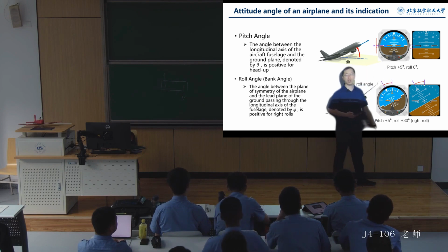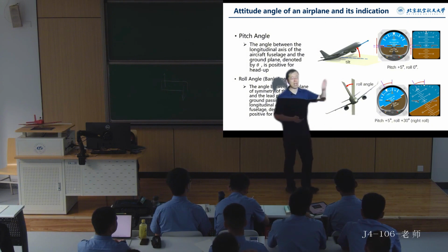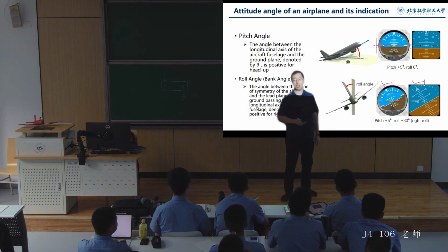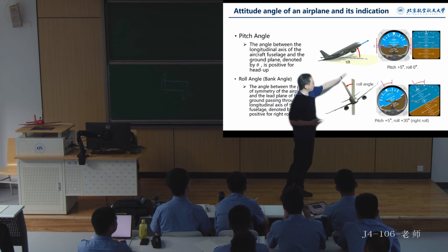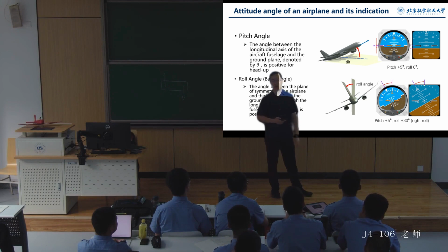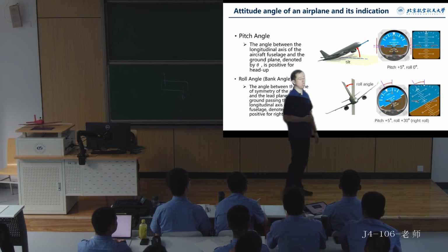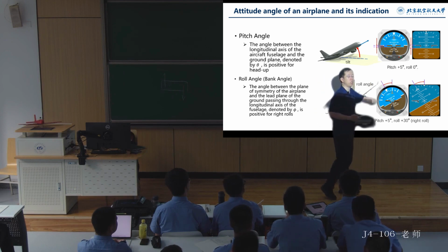For example, when the aircraft's nose is up, the pitch angle should be a positive value, and when the nose is down, the pitch angle is negative. These are the two scenarios. This attitude indicator corresponds to the one used in general aviation aircraft, and there is a slight difference compared to the attitude indicator used in large commercial airliners.